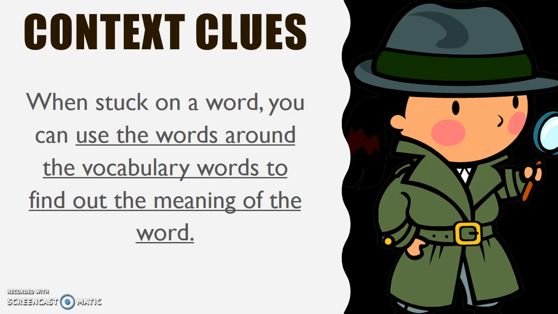Up next is the context clues in a story. Sometimes when you're reading, you'll get stuck at a word and you don't know what it means, and that's completely okay. Now, what you can do about that is you can use the words in the sentence around that word to help you find out the meaning, to help you understand what you're reading better.